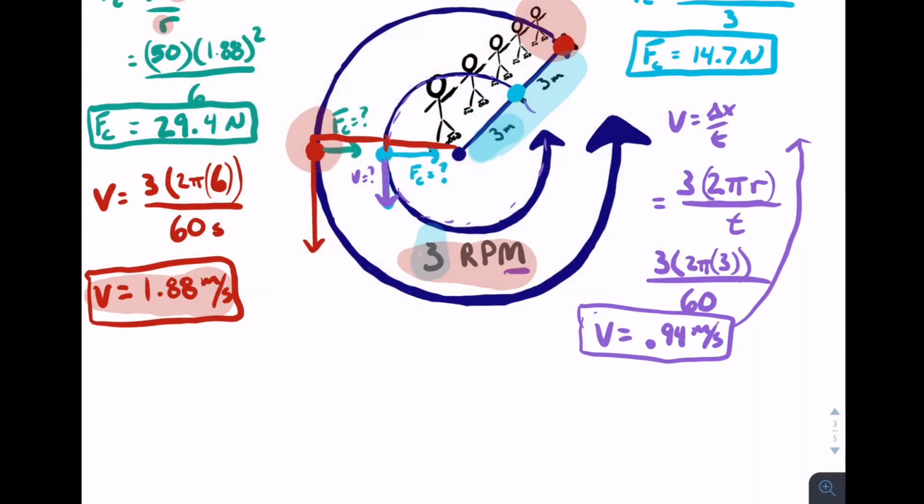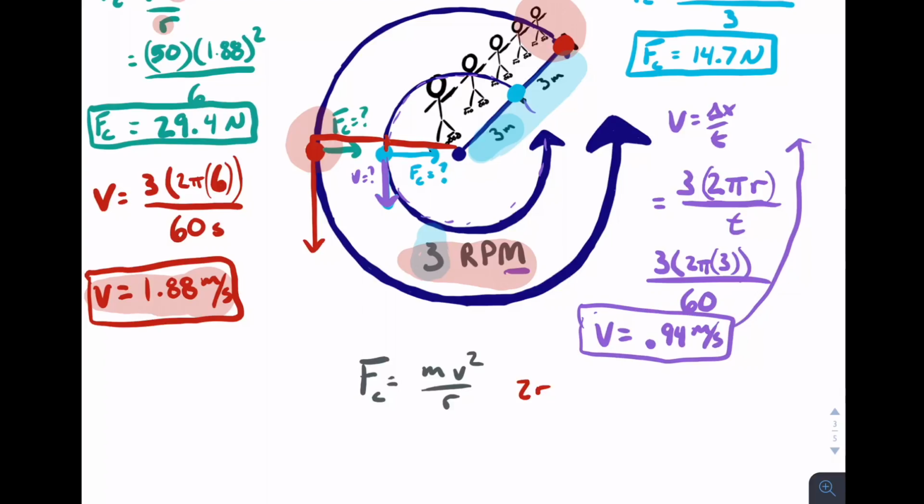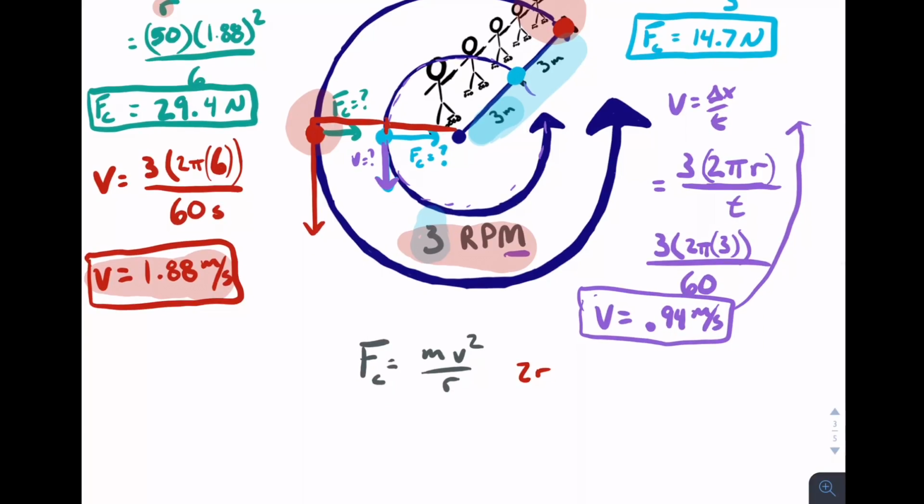We can run through a couple examples here to see what goes on. I'll switch the colors. So here's centripetal force. Force centripetal equals m times v squared over r. All right. Now what I suggest we do is let's take a look at what happens if we use 2 times the radius as opposed to just the normal radius. So what happens if we double our radius? What would change? So let's go ahead and put it into our formula.